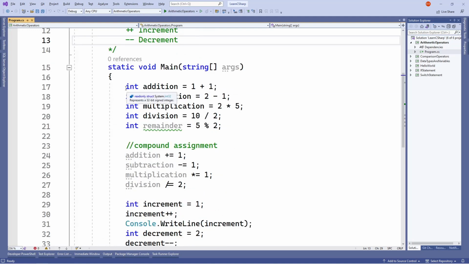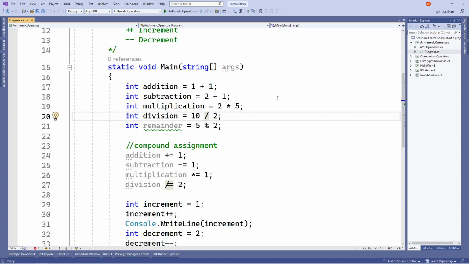So now here we have several variables that we have initialized, just to show how they are used. So we have addition, so we perform 1 plus 1. Then subtraction, we have 2 minus 1. Then multiplication, 2 asterisk 5, or multiplied by 5, or 2 times 5, okay? And then division, so the operation would be like this: 10 divided by 2.